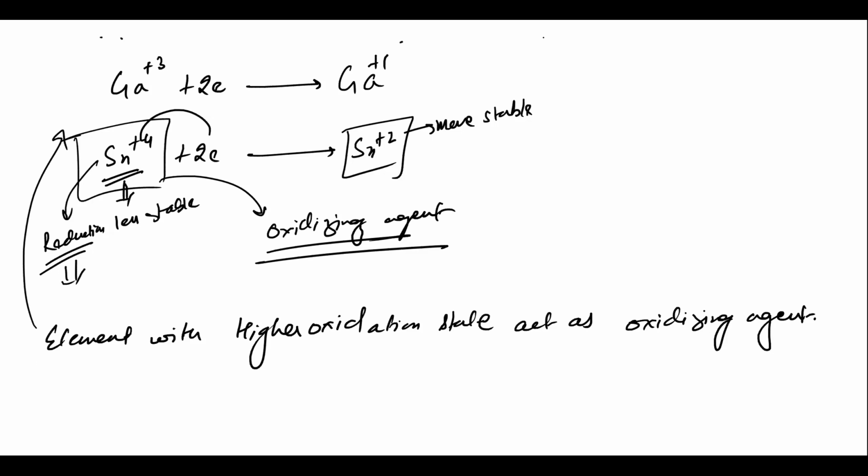Next, we are talking about the boron, carbon and nitrogen families. We can say that the members which are at the top are stable at the highest oxidation state, and the members which are at the bottom of the periodic table are stable at the lowest oxidation state. Okay. Yes, sir.